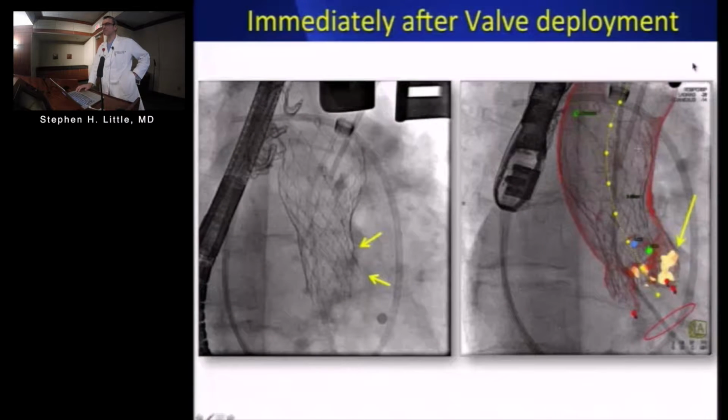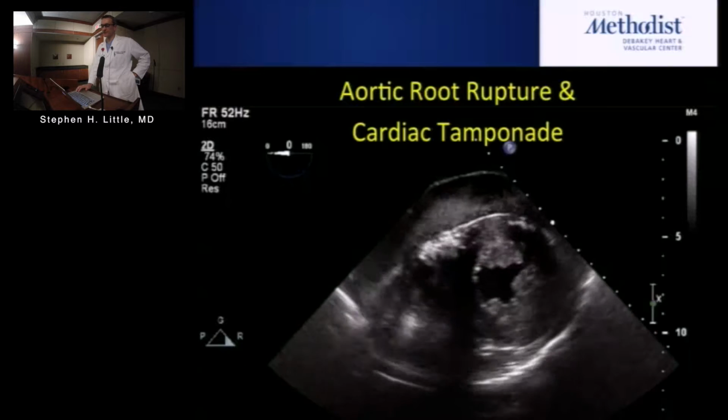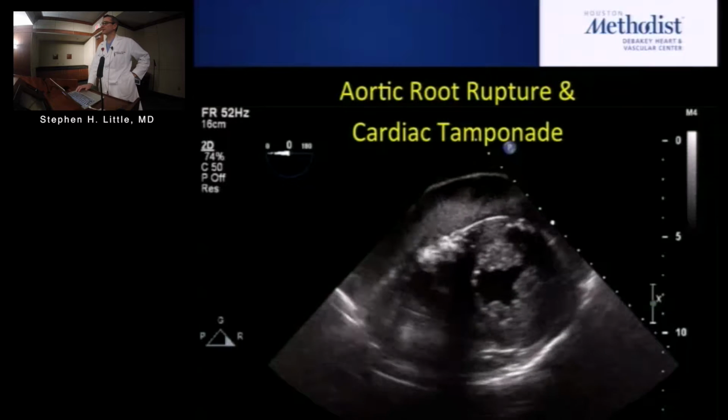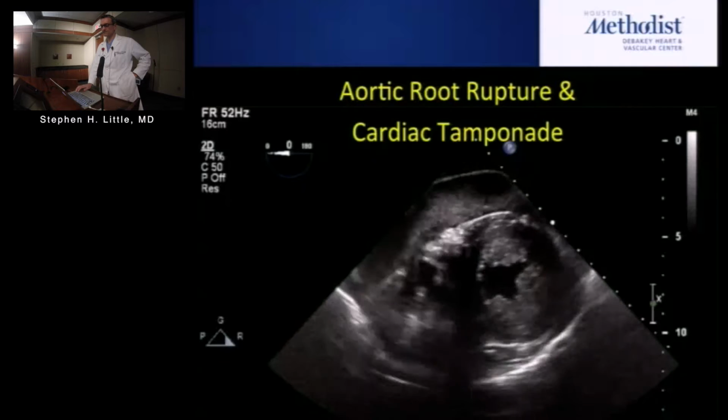That was overcome largely with a balloon. The valve still wasn't particularly pretty. It was still asymmetric, but the gradient was gone after balloon deployment. Other obvious complications, you don't need 3D for this, but part of the benefit of having the probe in, when stuff goes badly, you find out about it quickly.